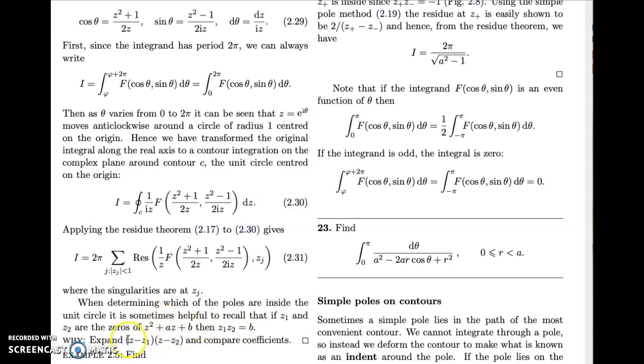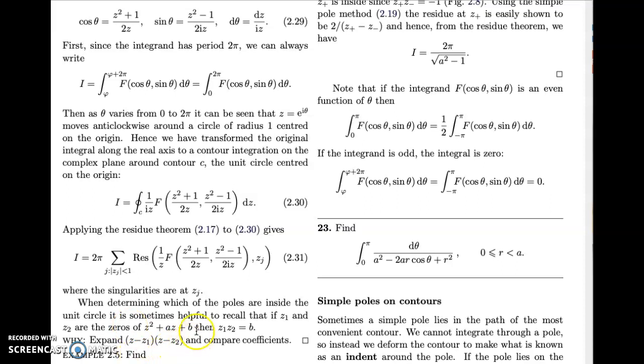Well, how do we know this? Where does this come from? All you have to do is expand this, and then compare with this. If you expand it, you obviously get Z squared minus (Z1 plus Z2) times Z plus Z1 times Z2.